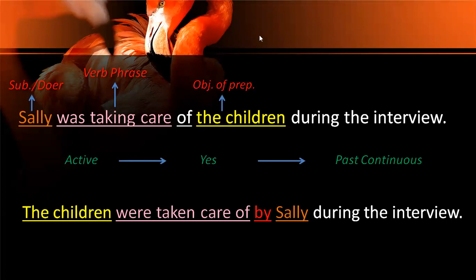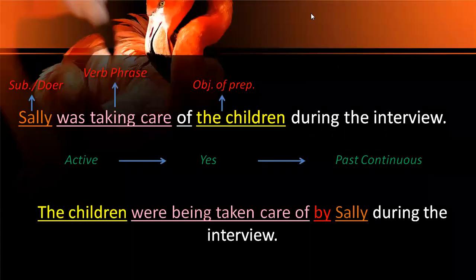Okay, so we begin with the children, and then pay attention to the verb phrase. Since we said that it is a past continuous tense, then we need the verb to be and we need this ing. So were? Why were? Because it is past. Now why not was? Because it is children, plural. Being to show us that it is a continuous tense.